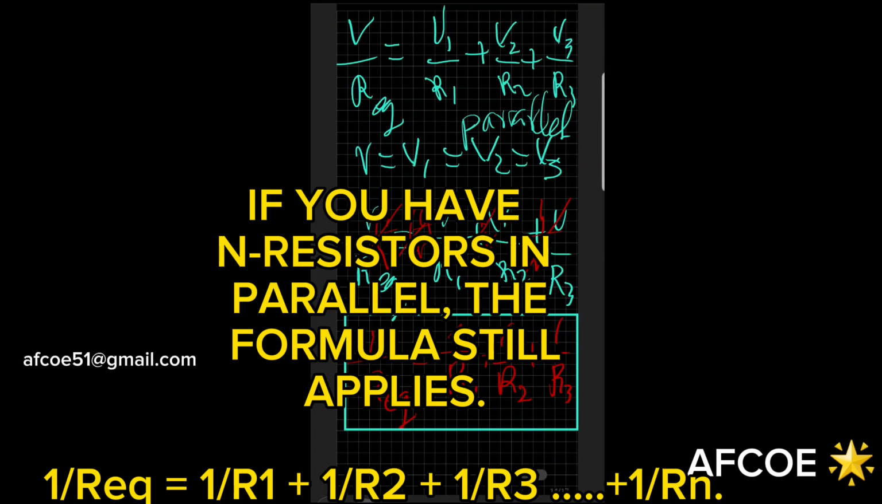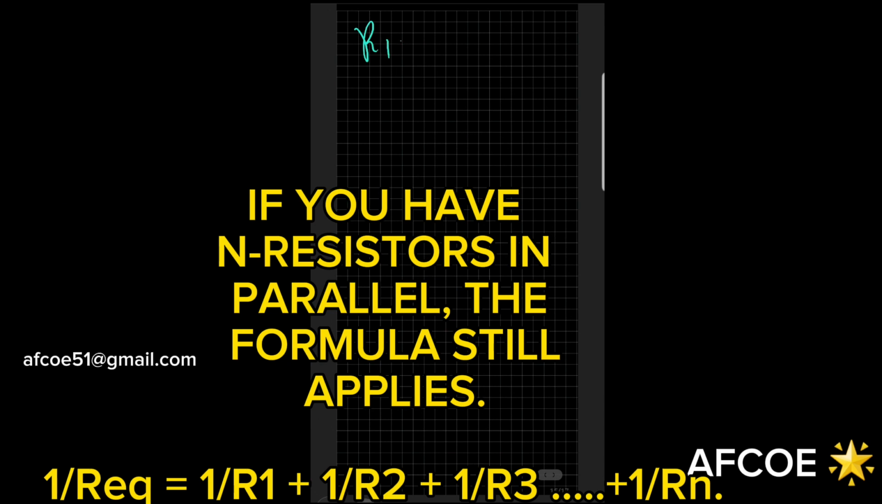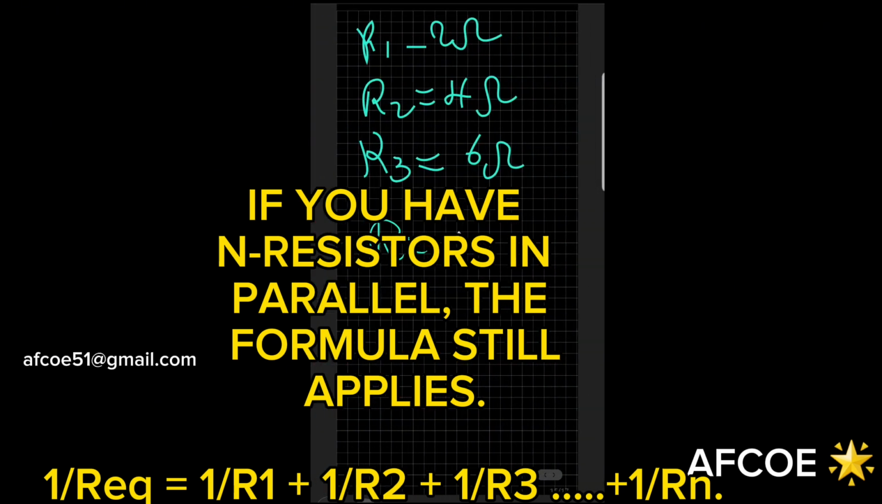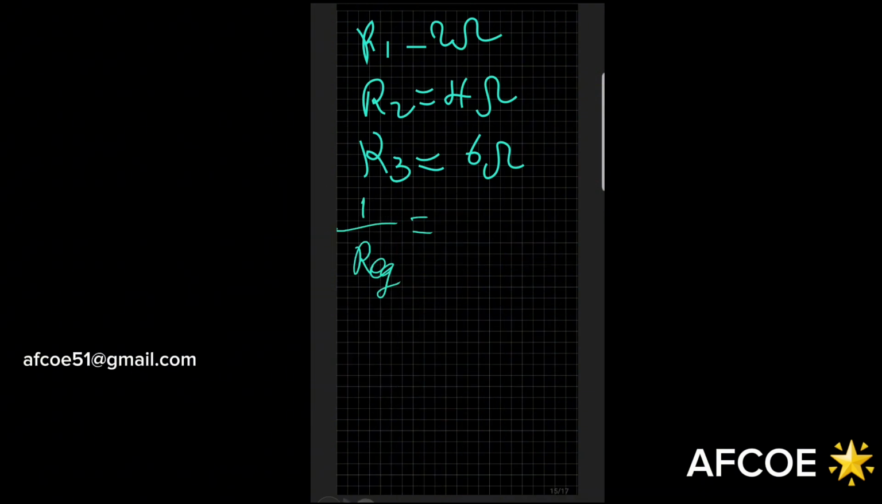Let us say we have R1 to be 2 ohms, R2 to be 4 ohms, R3 to be 6 ohms. We now want to look for the equivalent resistance in this circuit. So the equivalent resistance R will be equal to, we know that 1 on the equivalent resistance will be equal to 1 on R1 plus 1 on R2 plus 1 on R3.